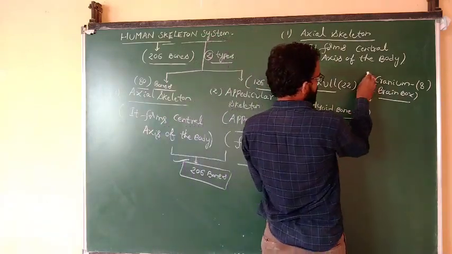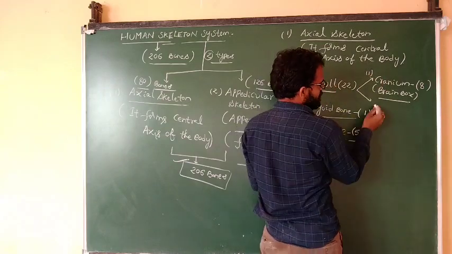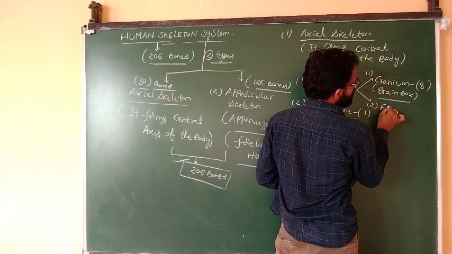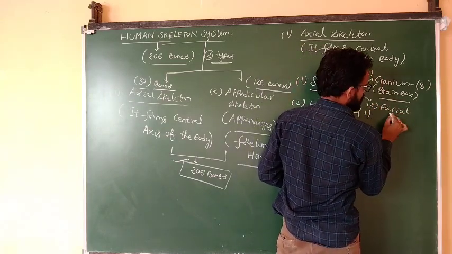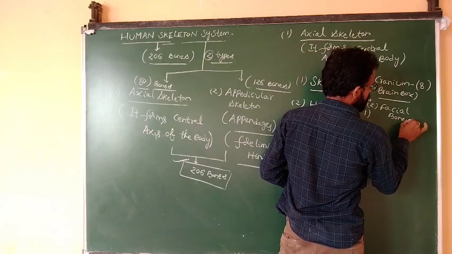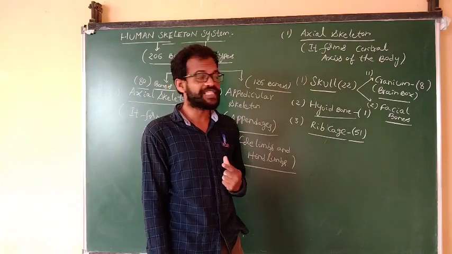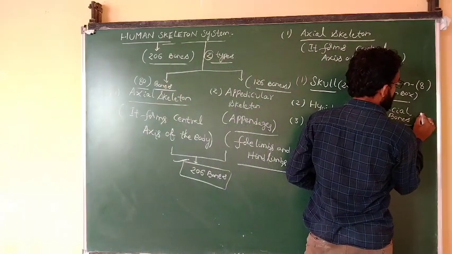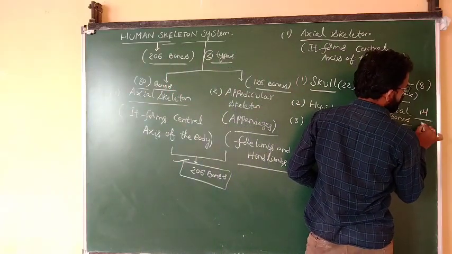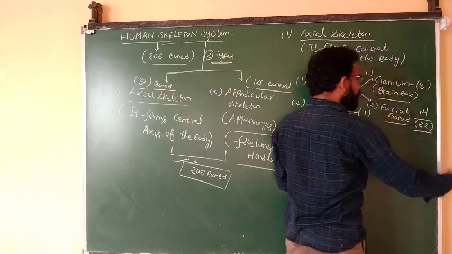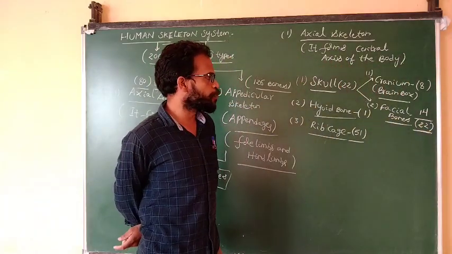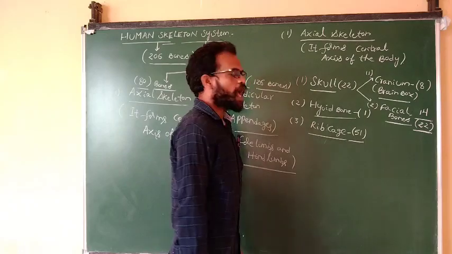The second important part of the skull is known as the facial bones. How many bones are present in the face? The entire face is protected by 14 bones. The total is 22 bones.